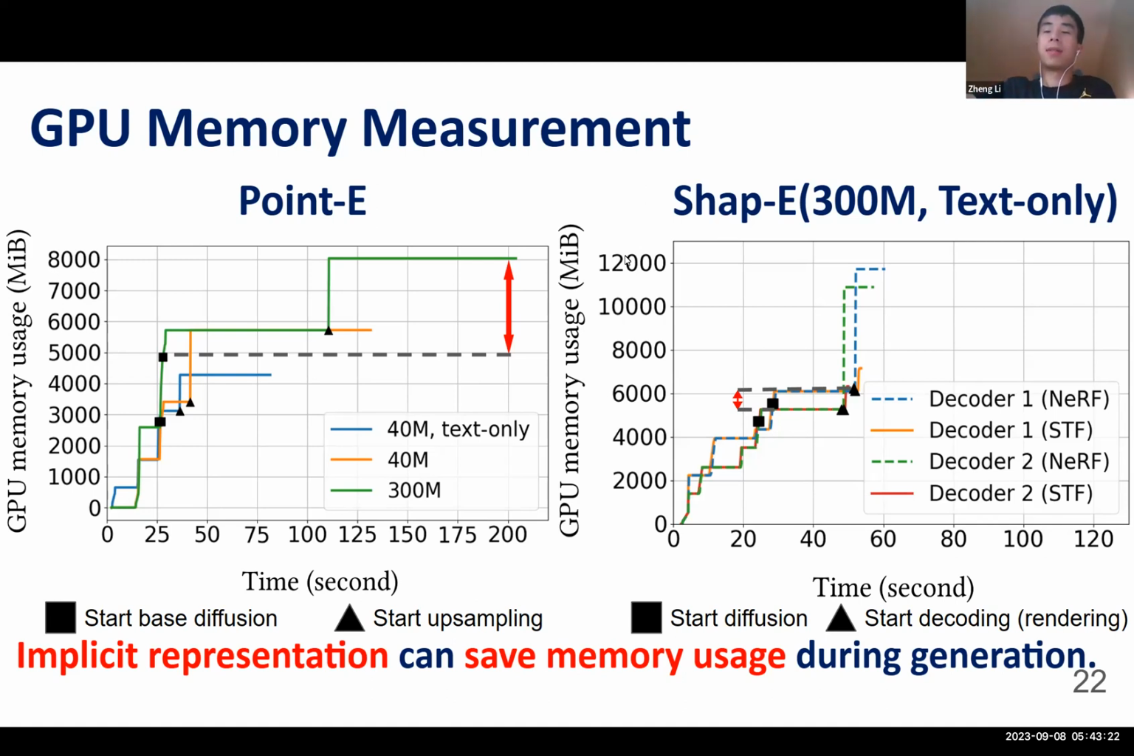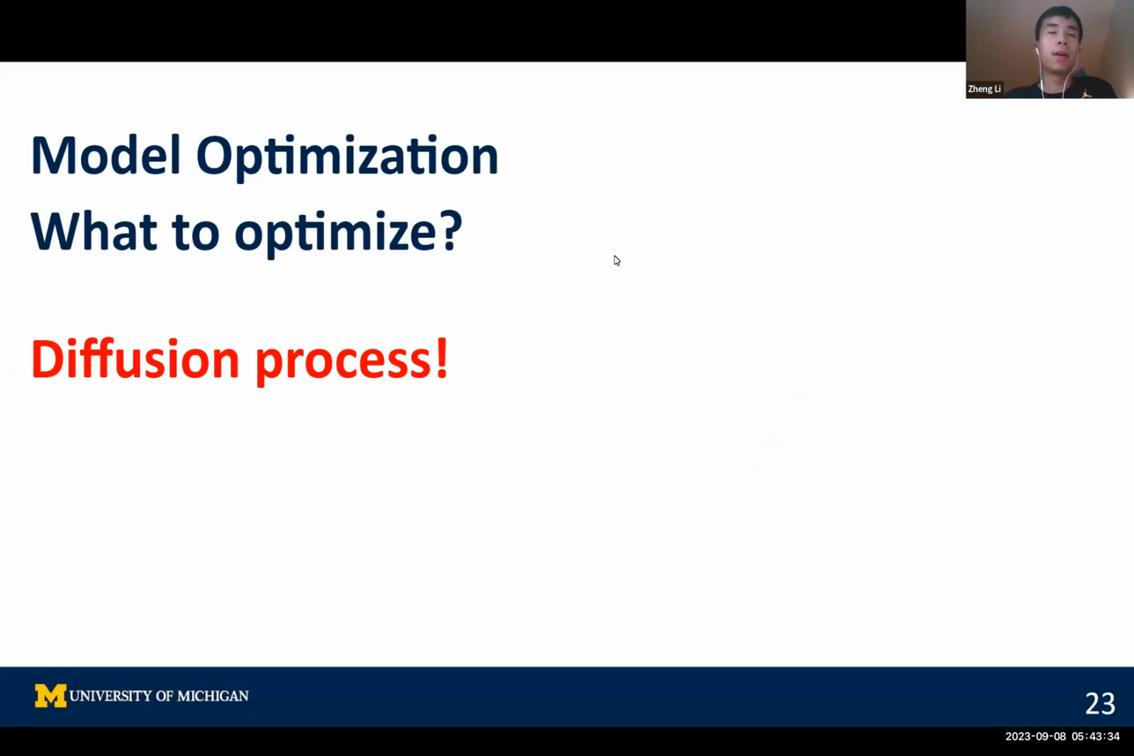However, for Shap-E, as it uses latent vectors as its representation, the memory usage of this diffusion process is quite low. Based on this measurement result, it is quite clear that the diffusion process will be our focus of optimization.